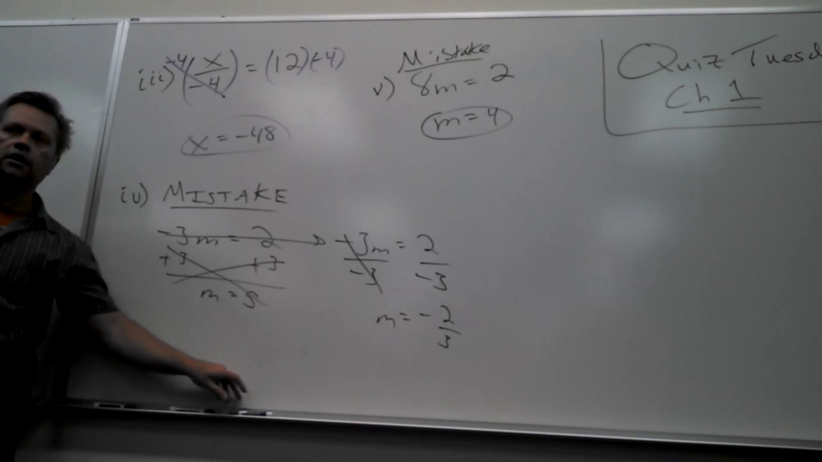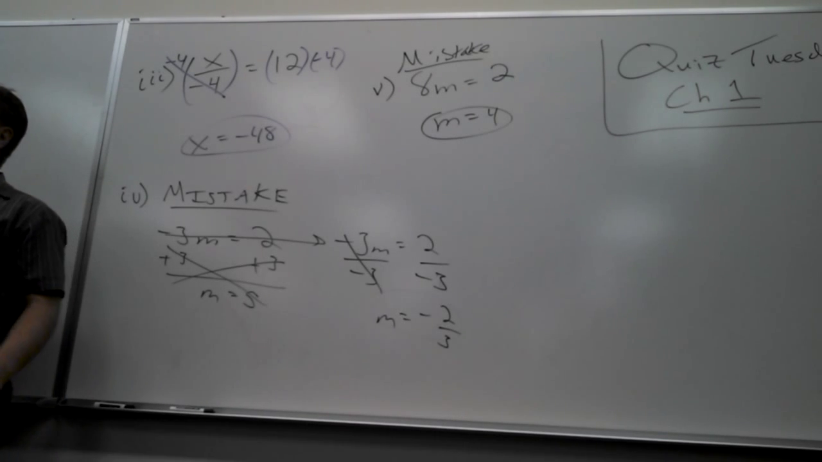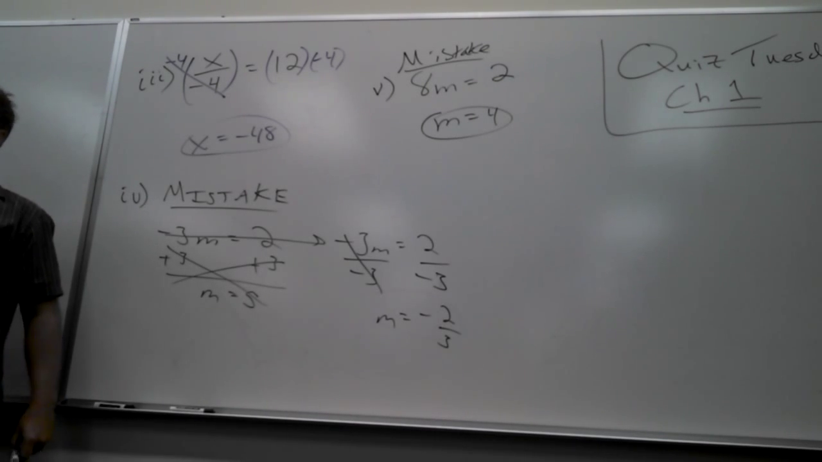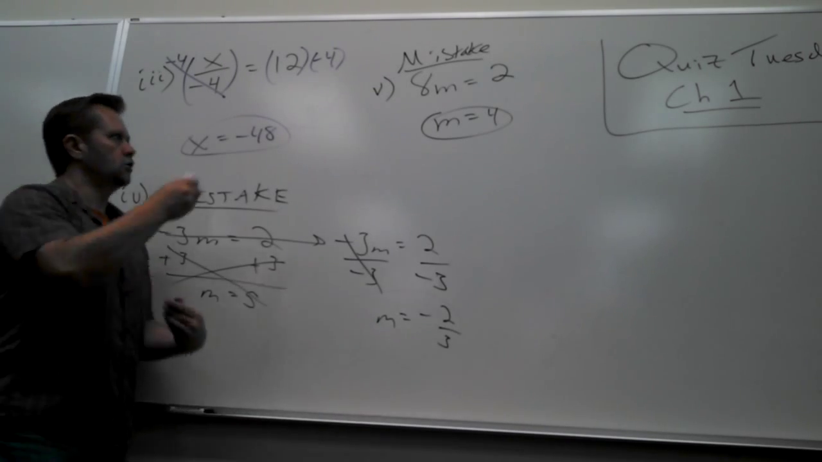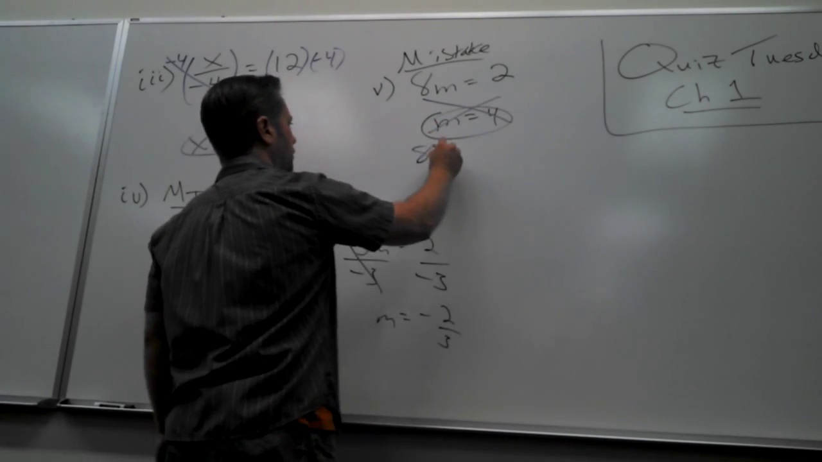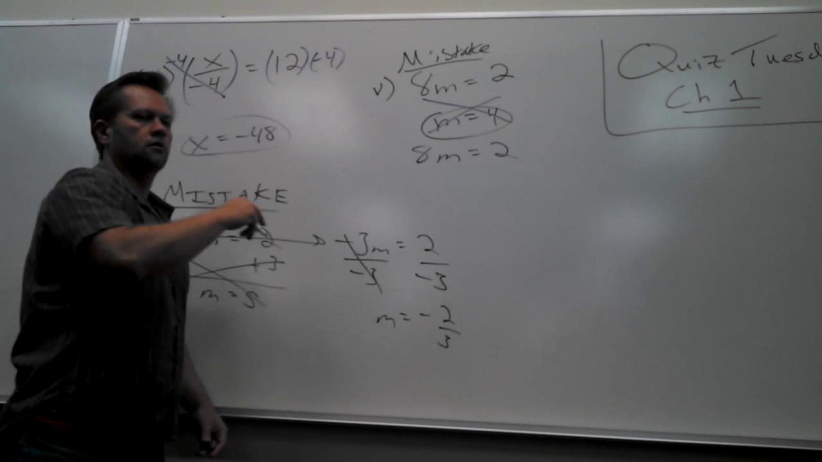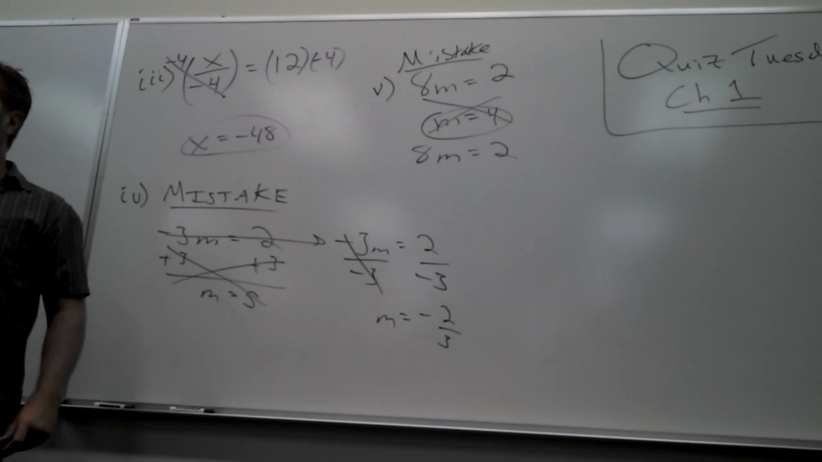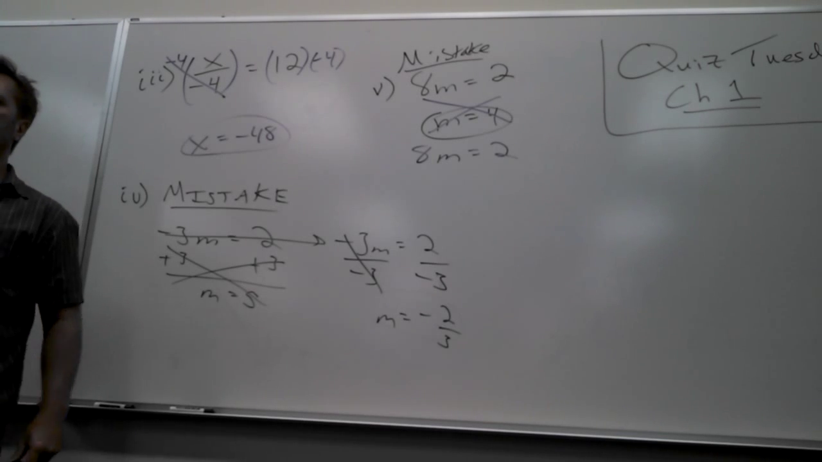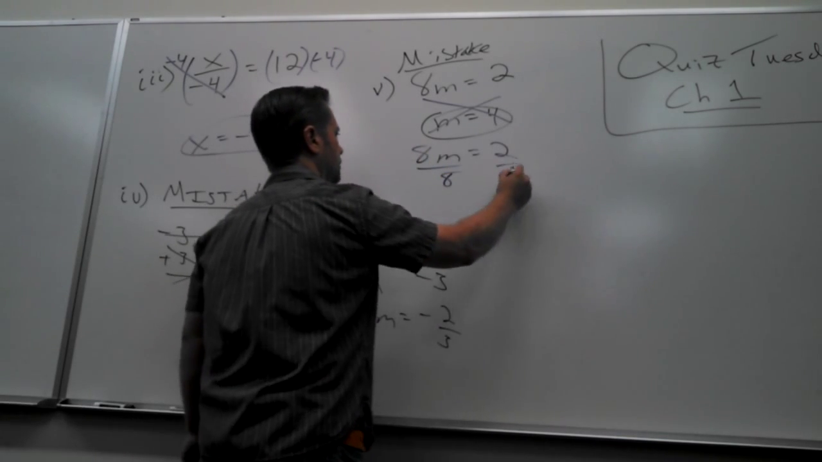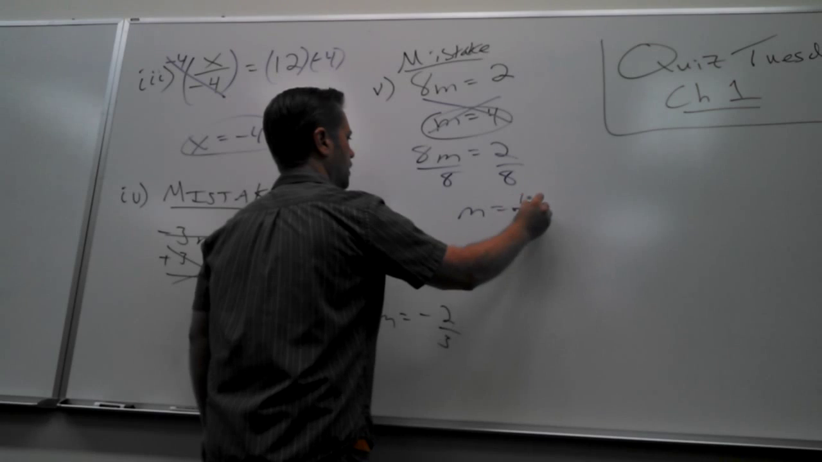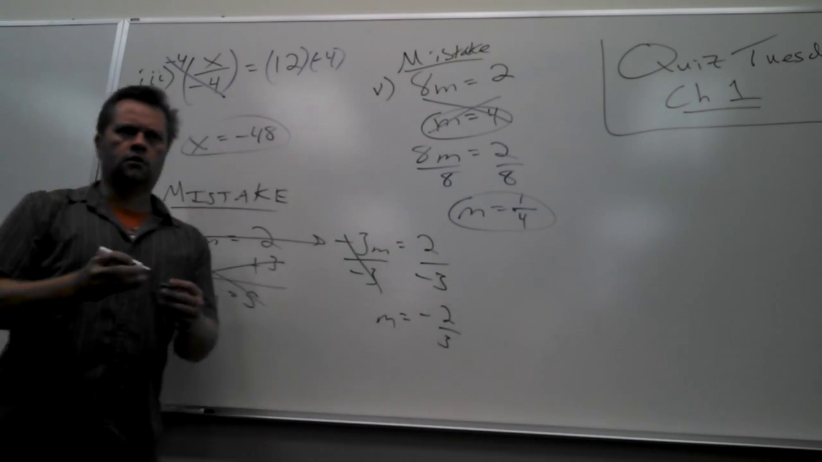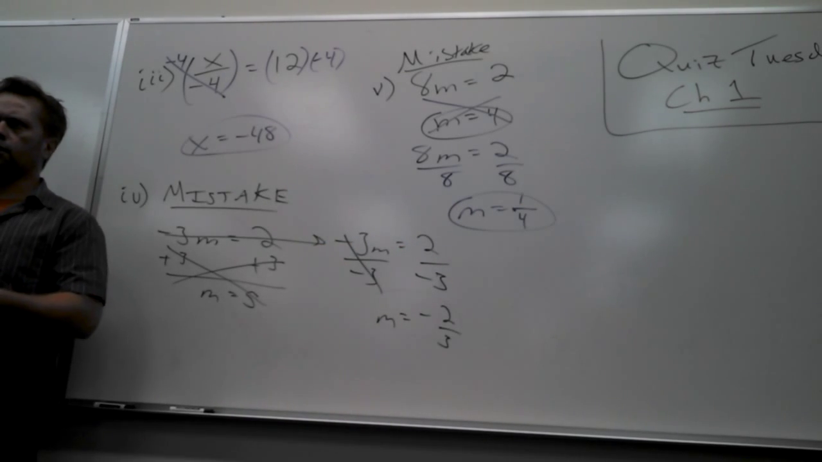Because the numbers never tell me what to do. What tells me what to do is, why is my variable not alone? Because you're multiplying by 8. There's an 8 with it. So how do I get rid of it? Divide, because right now it's multiplying by 8. Divide by 8. Now that's the right answer.